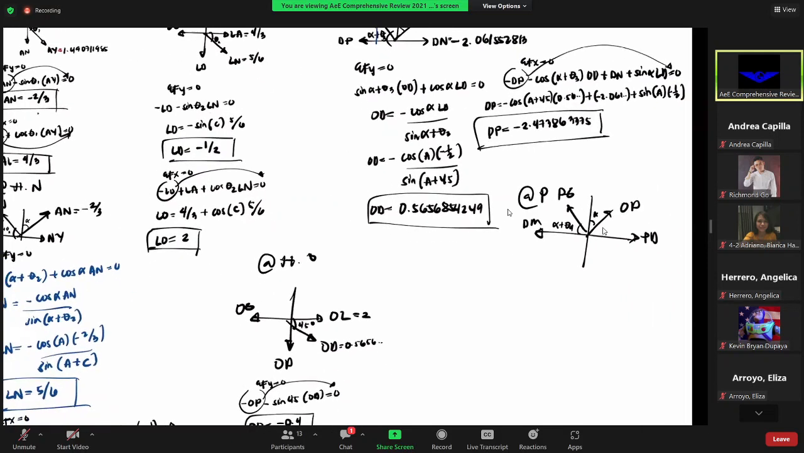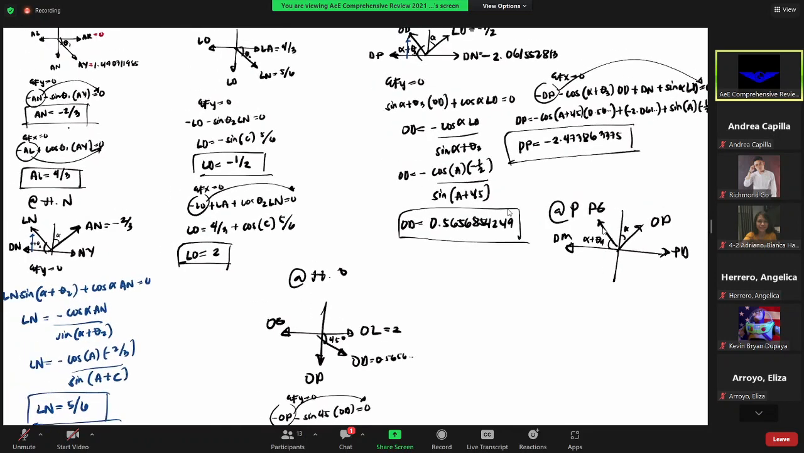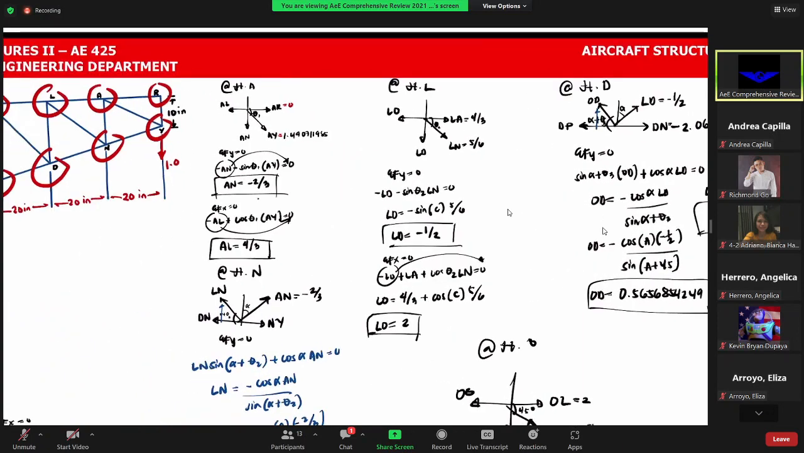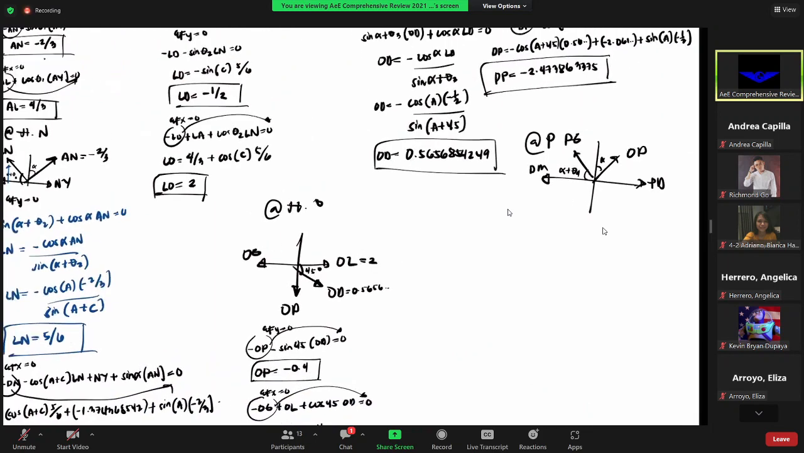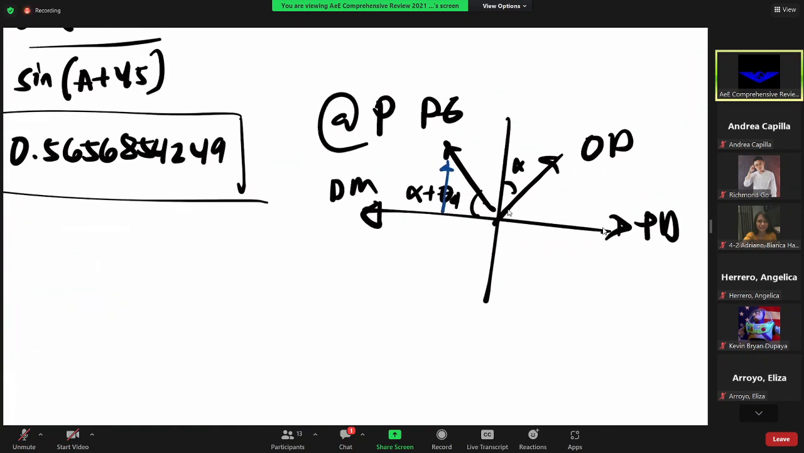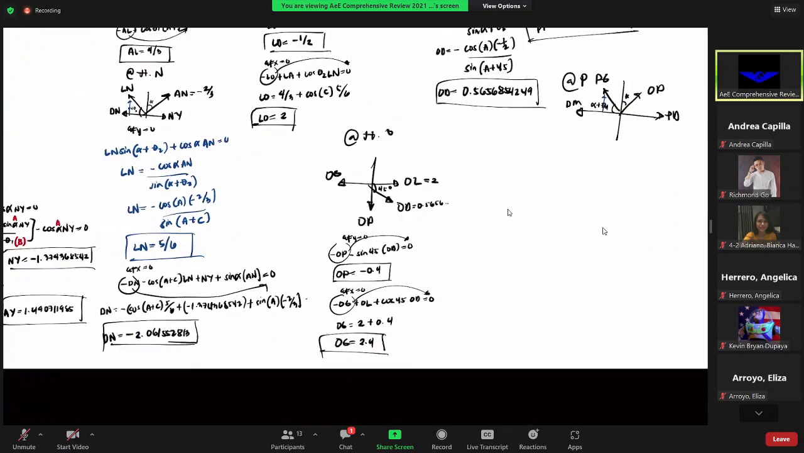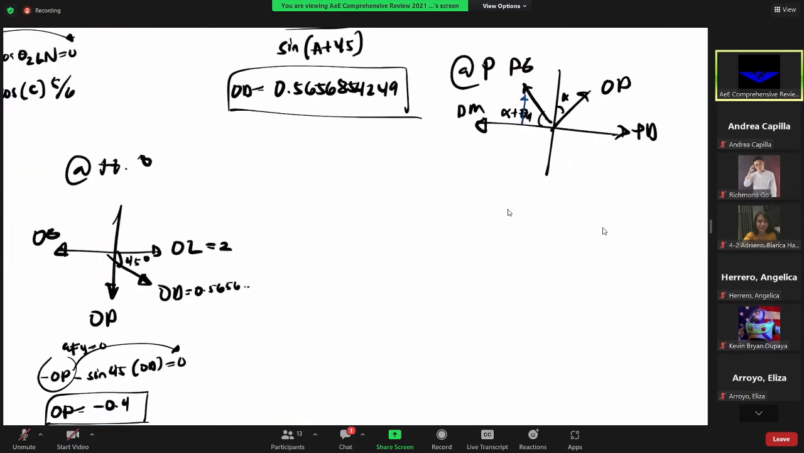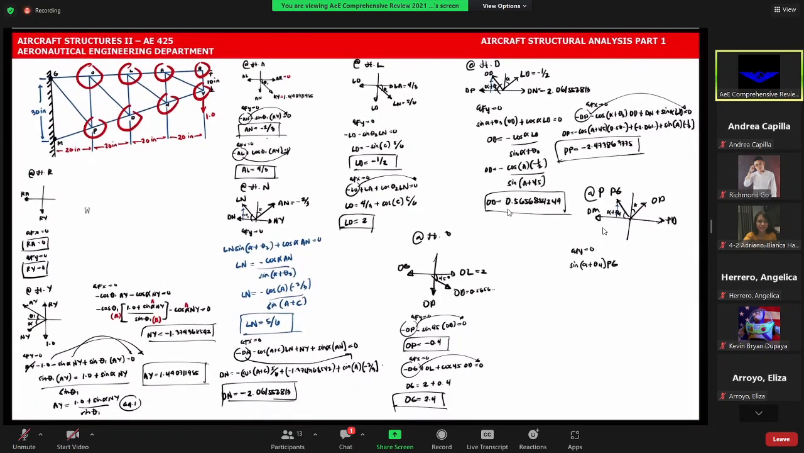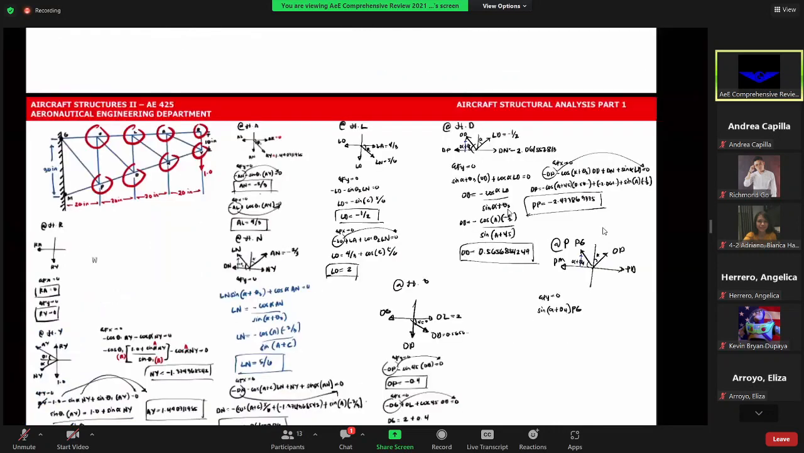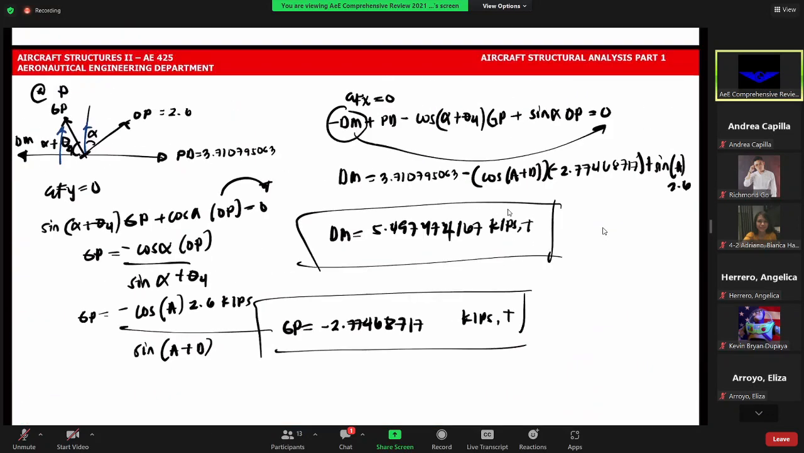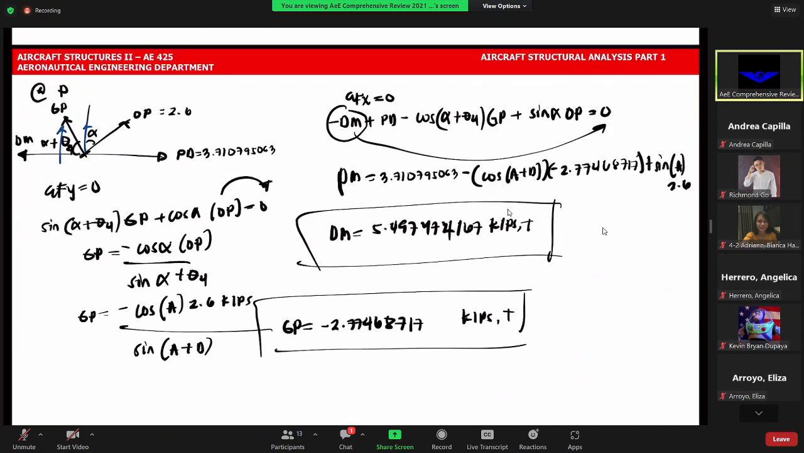Okay. So, question? Wala pa? Wala naman? Okay. So, yun guys. Pwede nating makuha yung PG, kasi meron tayong value ng OP, which is negative 0.4. So, summation of forces in Y is equal to 0. Sine alpha plus 0.4 PG, PM pala to. So this is PM. Correct lang natin to, PM, kasi adjoint ito guys.